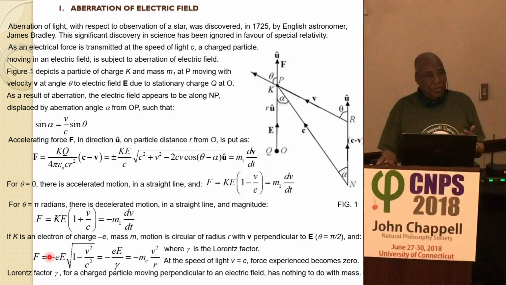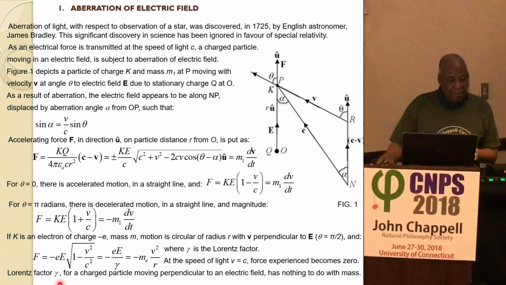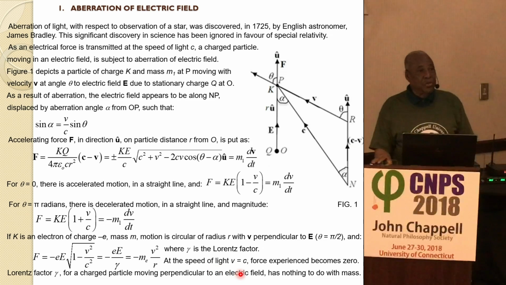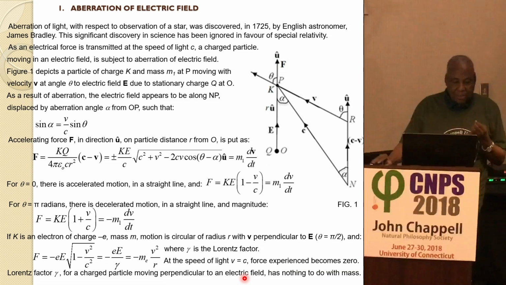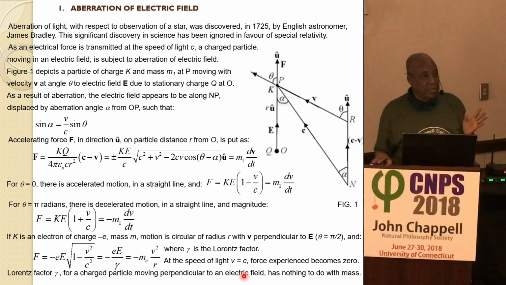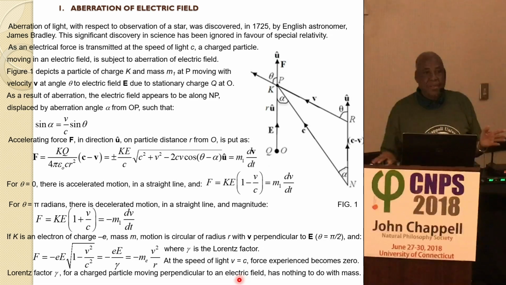Any problem? If you put theta is equal to 5 over 2, you get this equation. The Lorentz factor, gamma, appears here for a charged particle moving perpendicular to an electric field, and has nothing to do with mass. I'll repeat this again: the ubiquitous Lorentz factor has nothing to do with mass. It has nothing to do with length or time either.